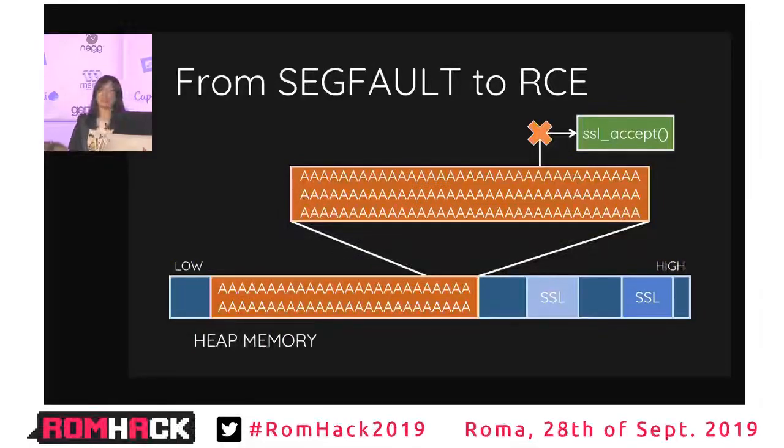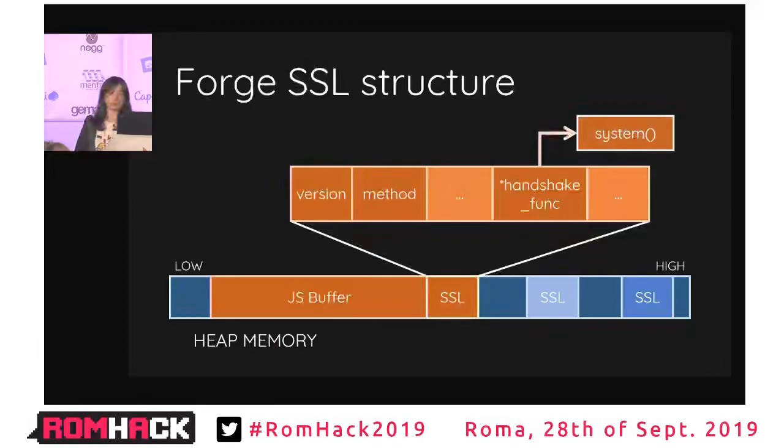So now we fill up the SSL structures with capital A's and make the program crash. So what we need to do next is clear. We only need to forge a correct SSL structure with a fake function pointer, like the address of system. So when the victim connection is trying to do a handshake, the program executes whatever we want.